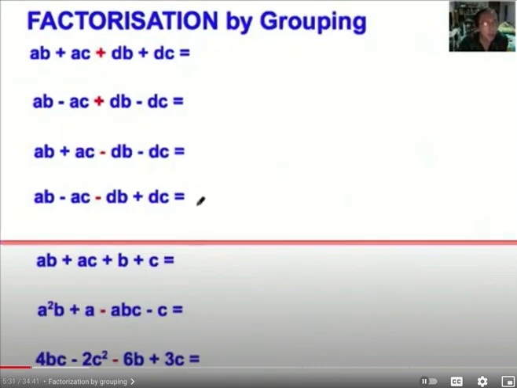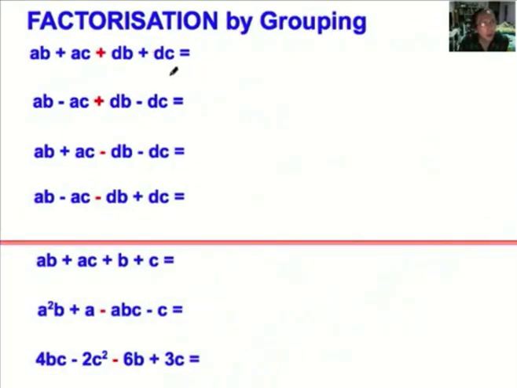Factorization by grouping. In this case, we usually have 4 terms, and each group has a common factor. When we do these sums, we need to pay attention to the middle sign. In this case, the middle sign is positive.